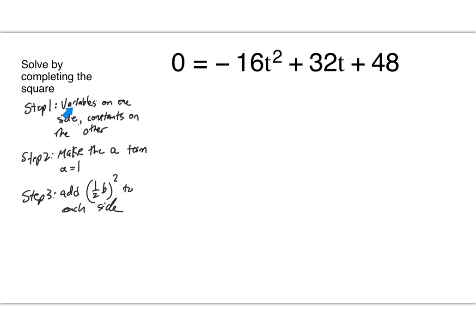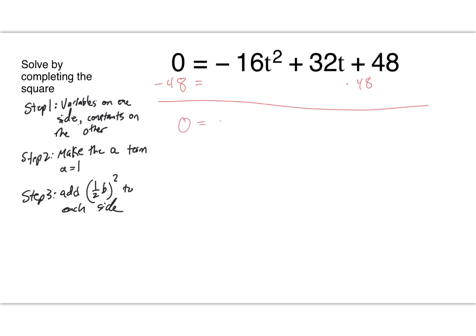So if you didn't remember, the first step in completing the square, I want my variables on one side of the equation. I want my constants on the other side. So in looking here, this is a variable term, this is a variable term, because they both have t's. There's my constant term. So I need to move that to the other side. I do that by subtraction. Subtract 48 from both sides of that equation.